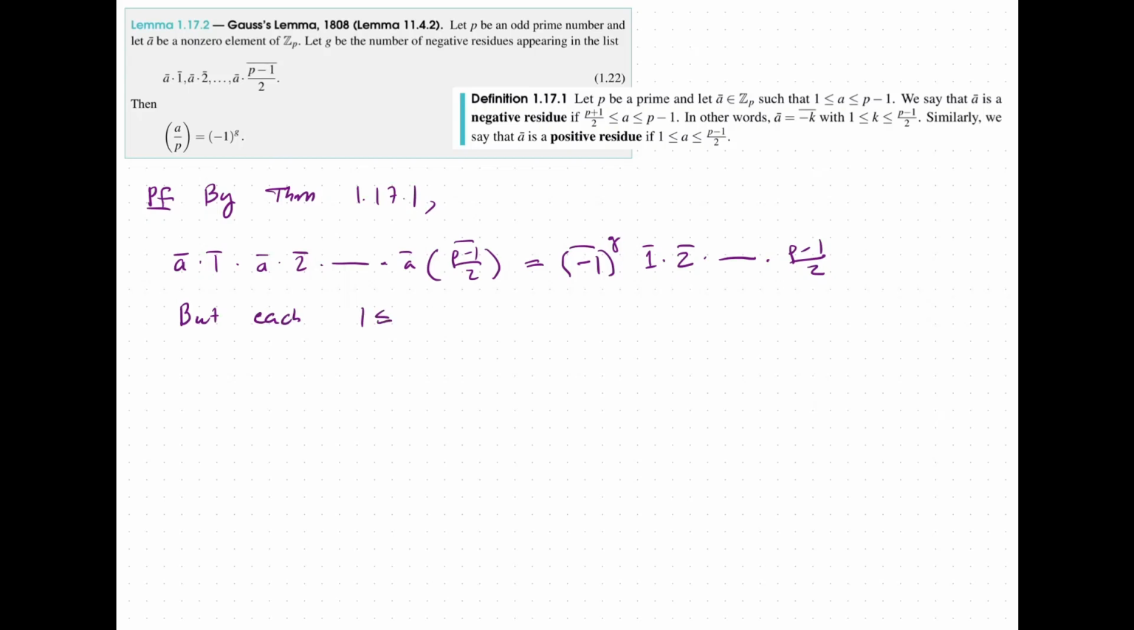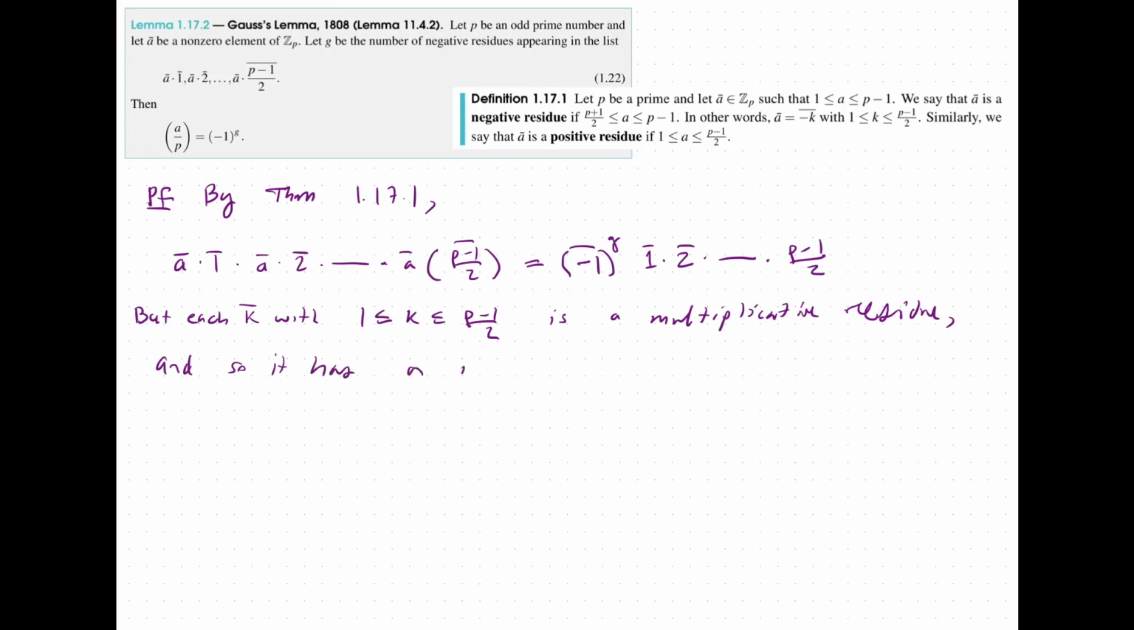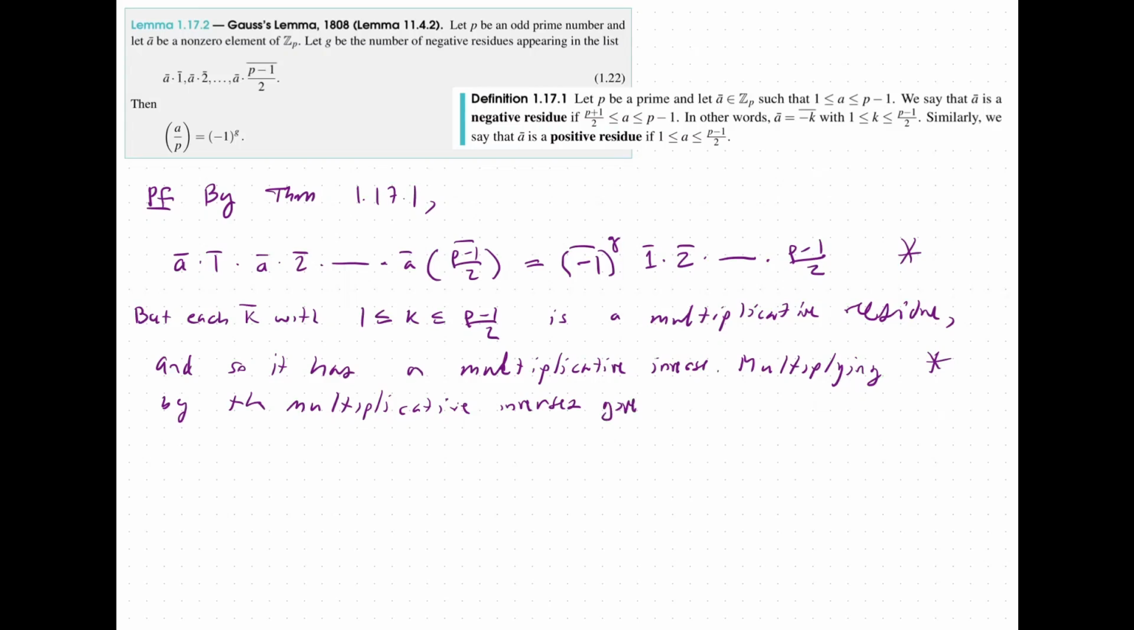Each k bar with 1 less than or equal to k less than or equal to (p minus 1)/2 is a multiplicative residue. So in other words, it has a multiplicative inverse. So if we go ahead and multiply this equation by their multiplicative inverses, it gives the following.